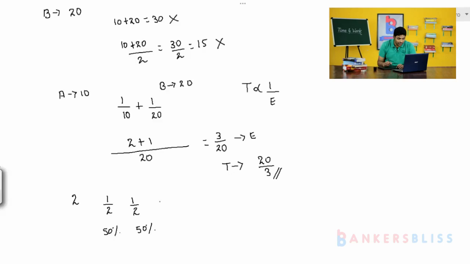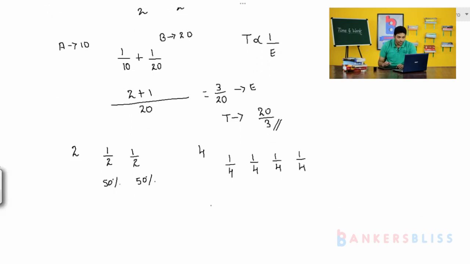Next, if A takes 4 days to complete the task, then per day how much is he going to complete? 1/4. Second day 1/4, third day 1/4, and fourth day 1/4. So 1/4, that is 25%, again 25%, again 25%, again 25%. So per day he completes 25% of the task. Altogether it requires 4 days for him to complete the whole task.